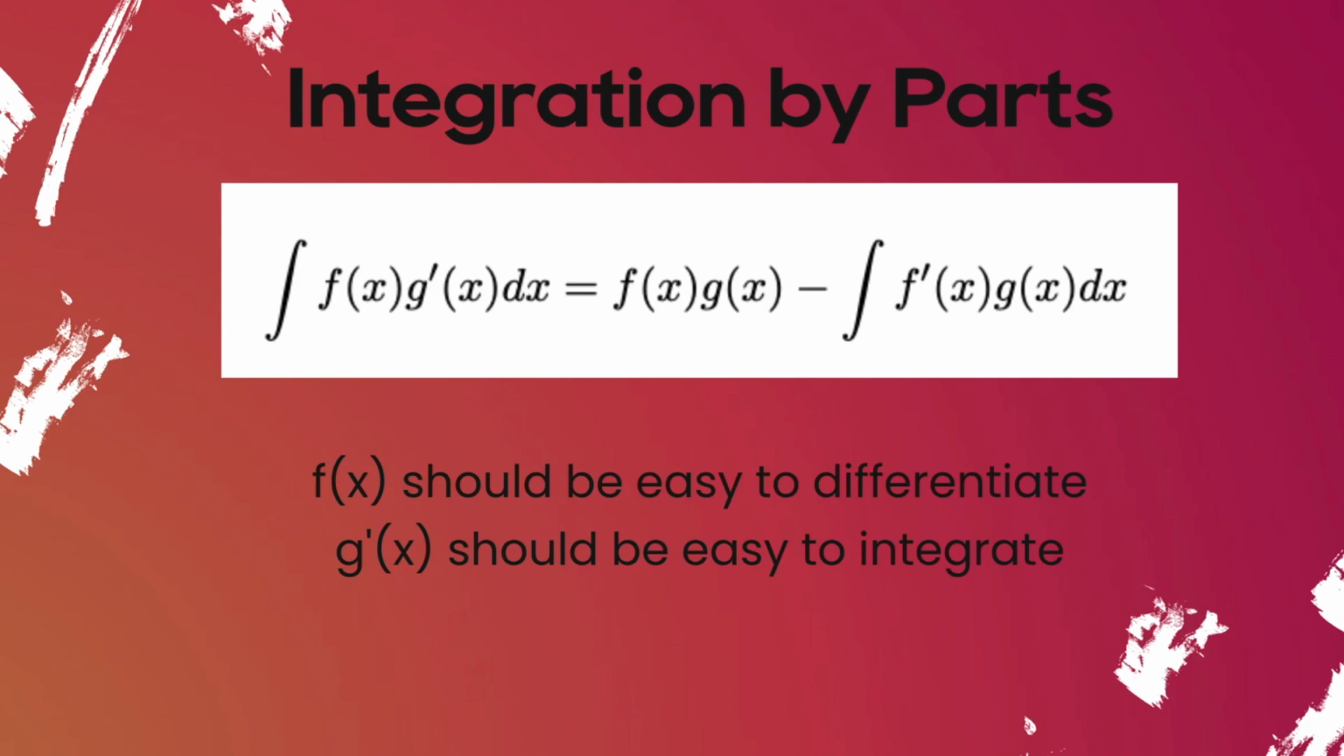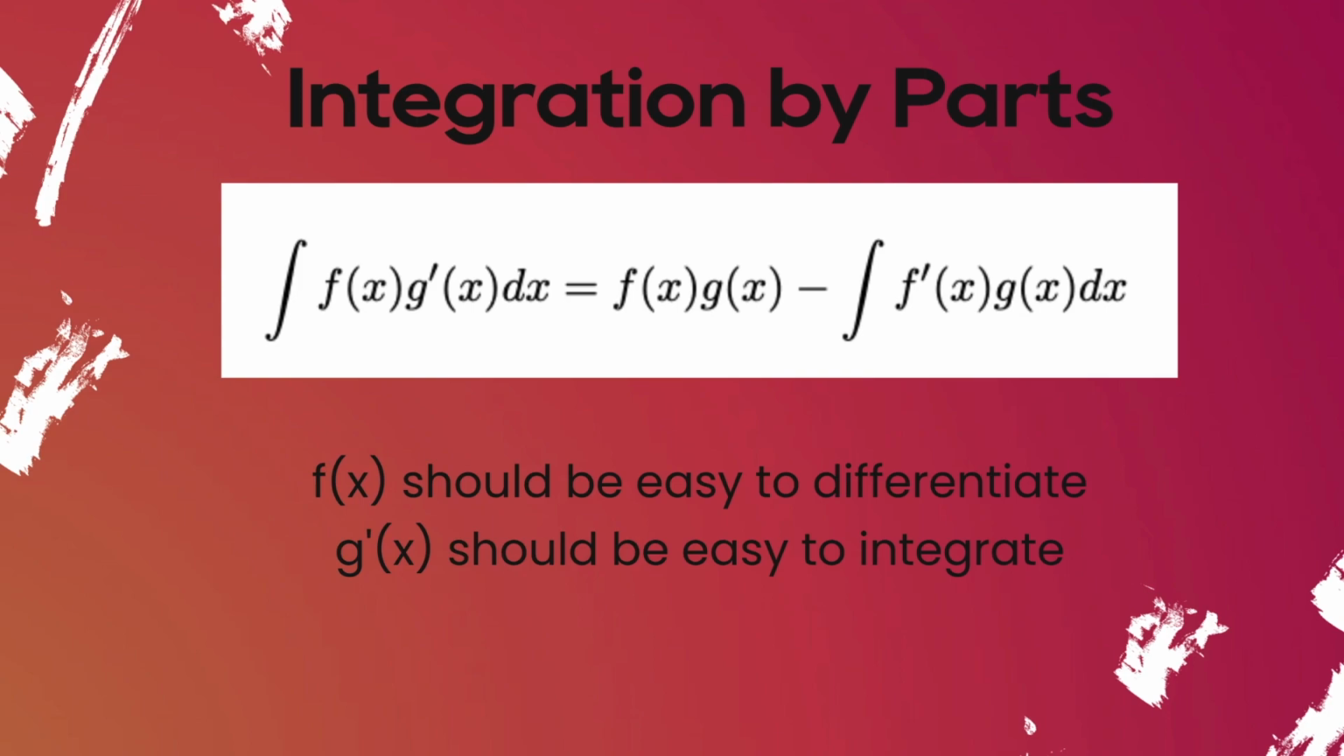In this situation, as you can see, originally we had the product of two functions, and one we denoted as f of x and the other as g prime of x. And then later, we want to find f prime of x and g of x. So f of x should be something that's easy to differentiate, and g prime of x should be something that's easy to integrate, so we can find g of x with that. So this is very important. For example, if we have the natural log function, then we should never make g prime of x be the natural log function, since integrating that is very hard.